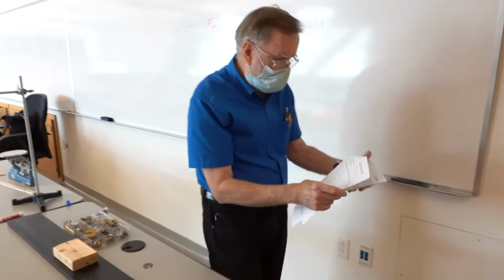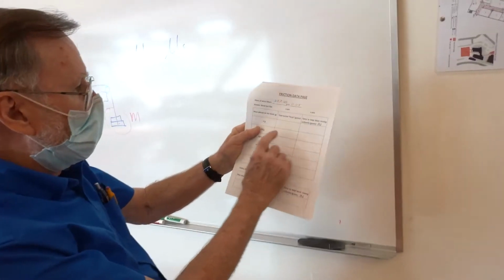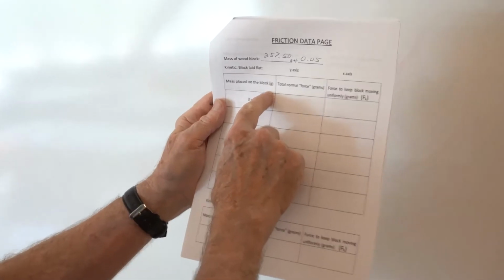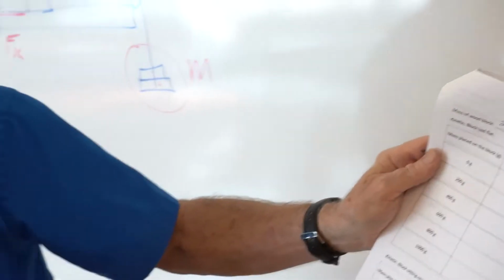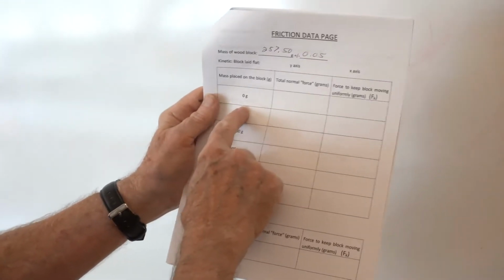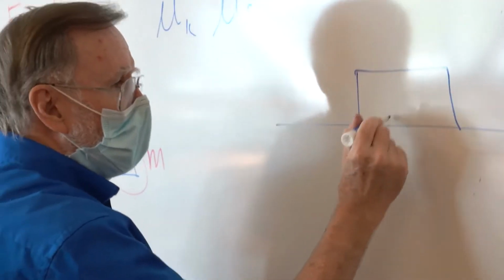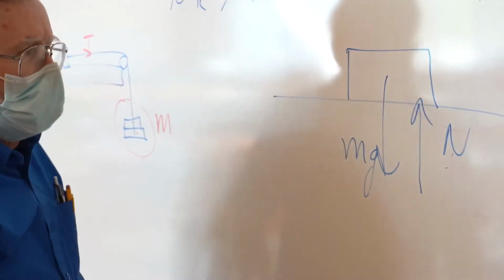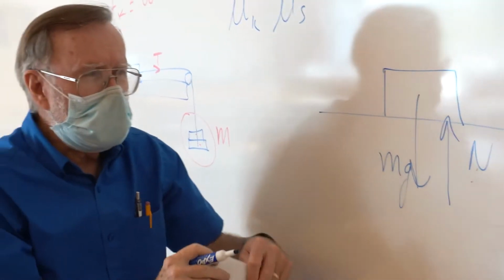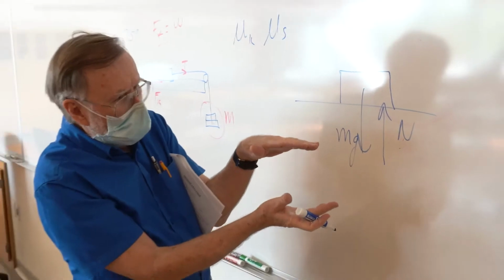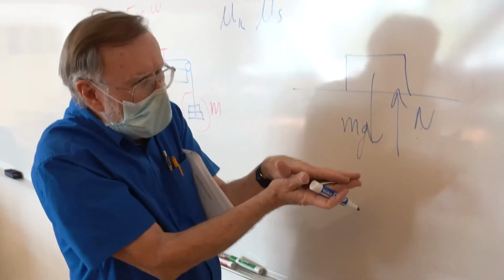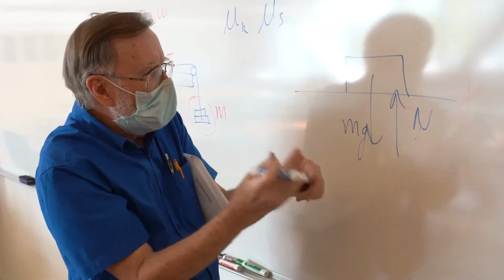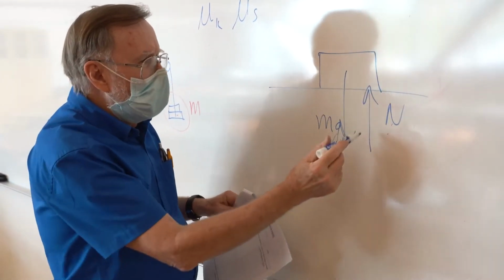So what we want to do, if you look at your data page, you'll see for mass placed on the block, we haven't placed any extra masses on the block yet, so that's 0. The total normal force. Remember, we've got the weight of the block, we've got the normal force. Normal force is just the force that's squeezing. With friction, the stronger you squeeze them together, the greater the friction. So that's why the normal force is important. In this case, we're just going to call the normal force the mass of the block.